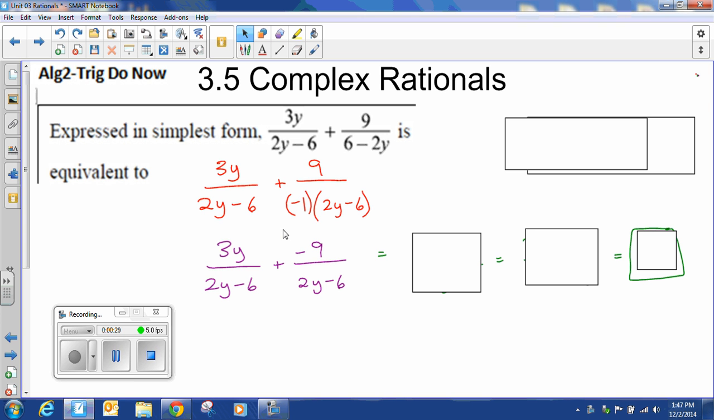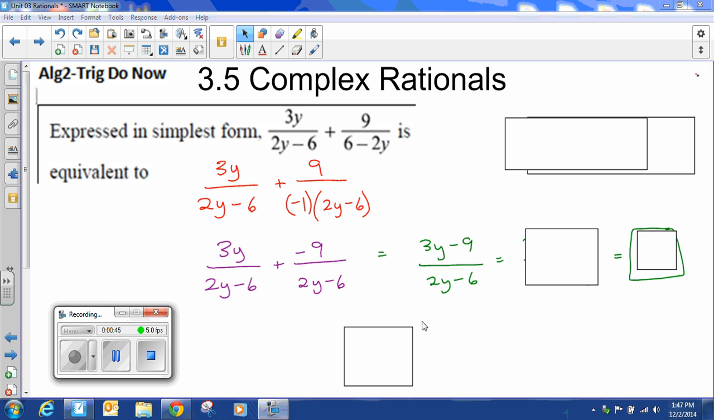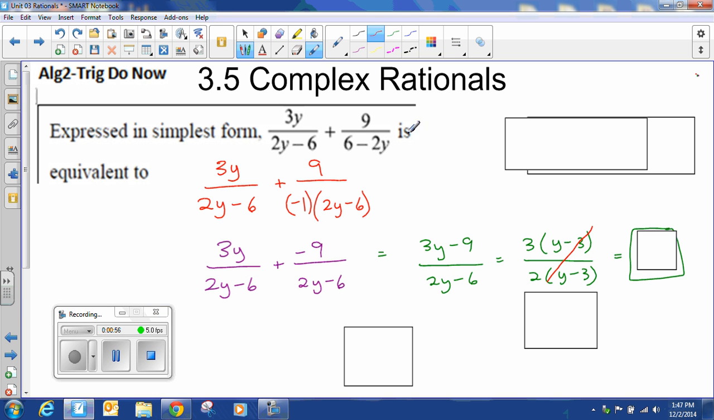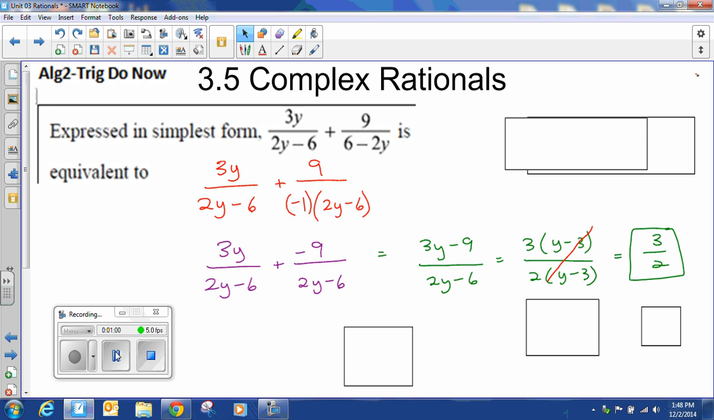Putting both of these fractions together under the same fraction, in other words, they're sharing a denominator, we add the numerator. So it's 3y minus 9 over 2y minus 6. Some people might stop here, but you can actually do a little more. Let's extract the greatest common factor from the numerator, extract the greatest common factor from the denominator. As you can see, these will cancel out, therefore giving us our final expression as 3/2.